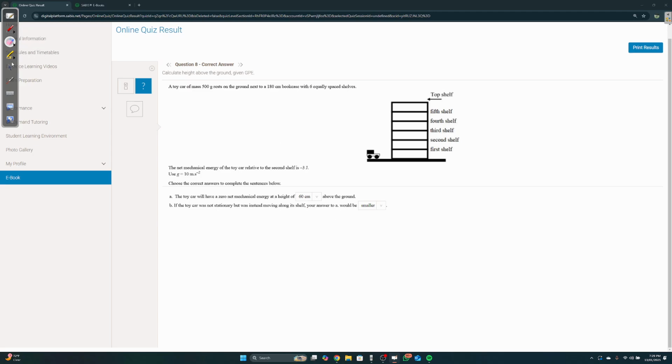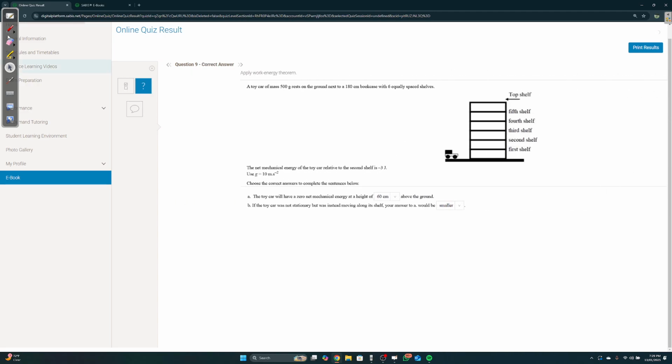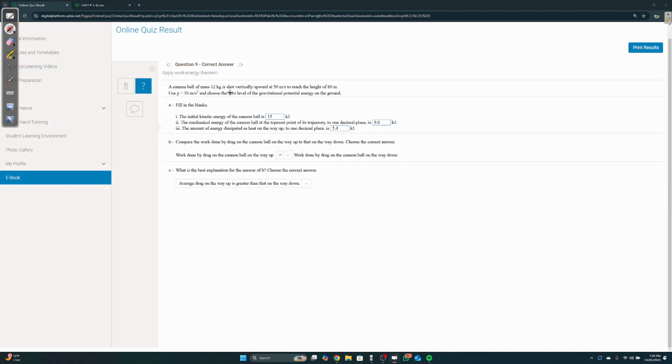You could say that. Question 9. A cannonball of mass 12 kilograms is shot vertically upward at 50 meters per second to reach a height of 80 meters. Shot vertically upward doesn't mean projectile. No, it just means it went up. Use g equals 10 meters per second squared. Choose the 0 level of the gravitational potential energy on the ground. Easy. The initial kinetic energy of the cannonball.